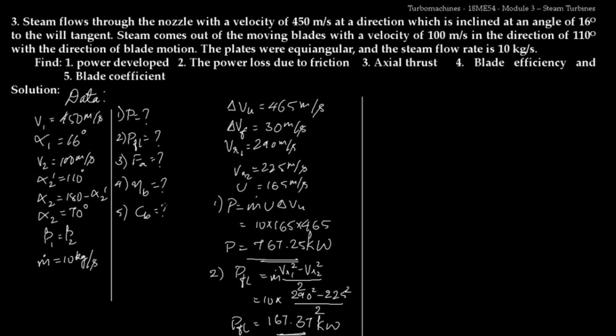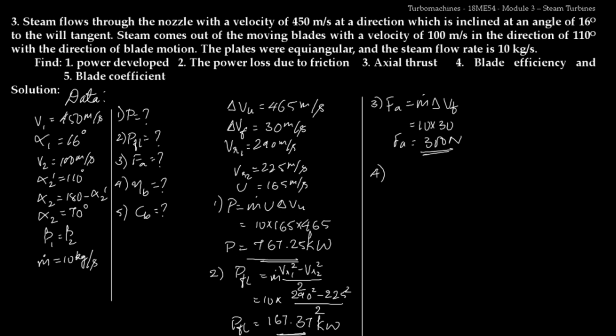Now let us calculate the axial thrust. The axial thrust is given by m dot into the change in velocity in the axial direction, that is delta Vf. So this is 10 into 30, which is 300 newtons. So this is the axial thrust acting on the shaft.